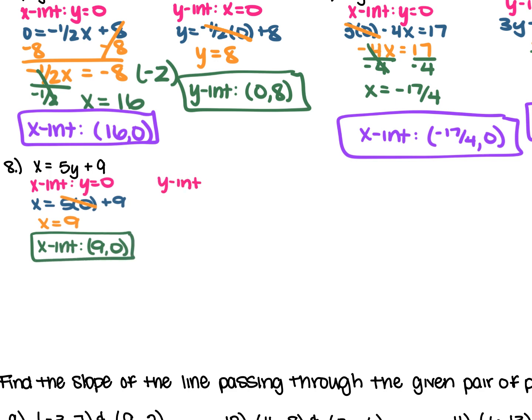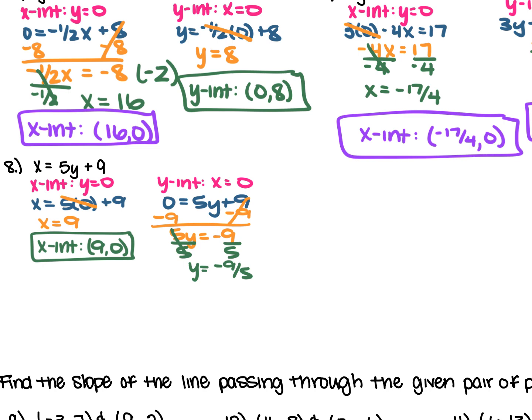For your y-intercept, we're going to plug in 0 for x. So that means we're going to have 0 is equal to 5y plus 9. We subtract the 9 over. You're left with 5y is equal to negative 9. And you divide each side by the 5 to get y by itself. So you have that y is equal to negative 9 over 5, which gives you the y-intercept of 0, negative 9/5.